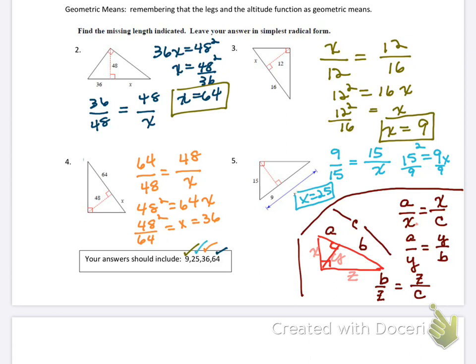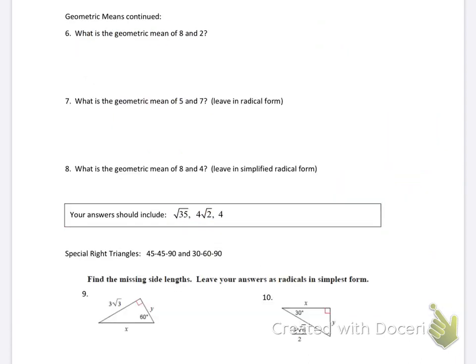Okay, so that geometric mean, looking at triangles, should be clearer to you now. So go back and listen to this again if you have questions. Okay, I did 3 altitudes and 1 leg, but that should give you a good idea how to handle these problems. Okay, I'm going to go on to the next page.